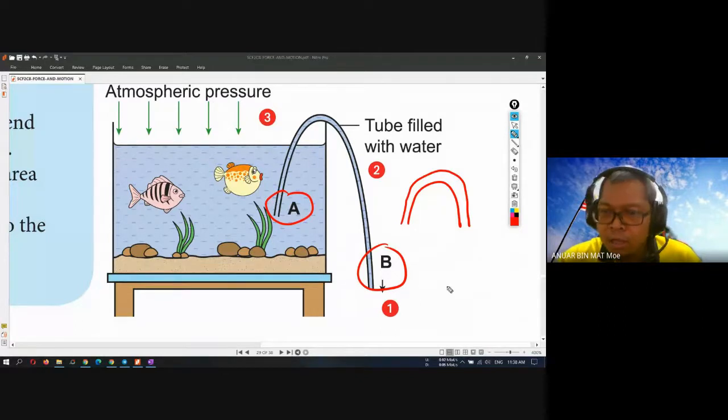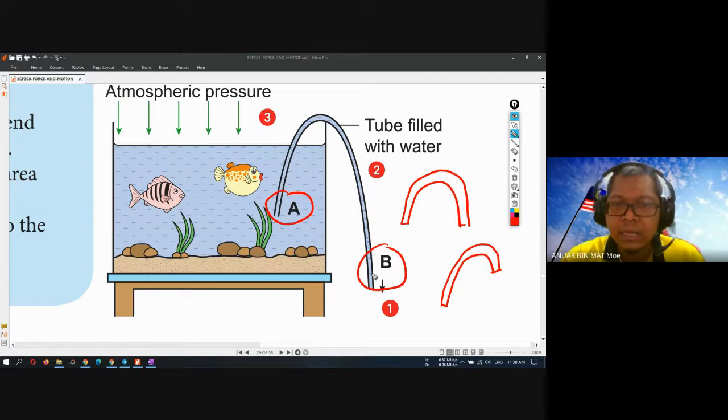Or if you have it higher like this, also cannot. The end of the tube, for example B, must be lower than the end of the tube inside the aquarium tank. And then when there is water flow, the water will flow continuously until all the water in the tank is removed. Okay? Can you understand this?